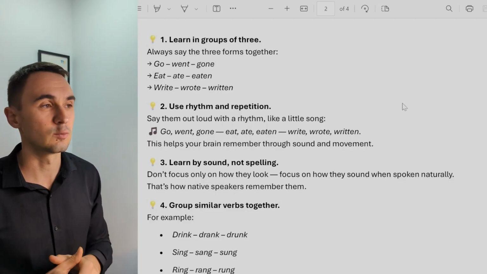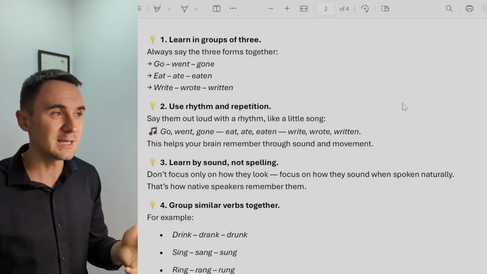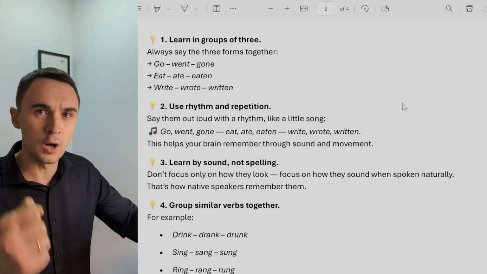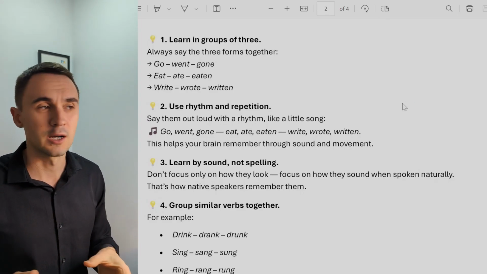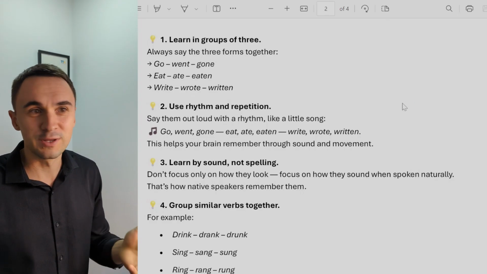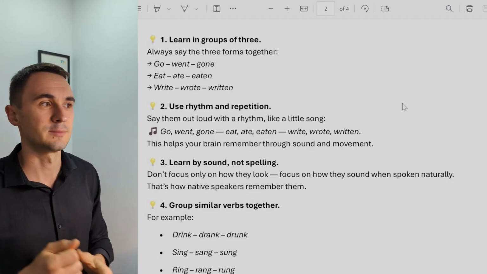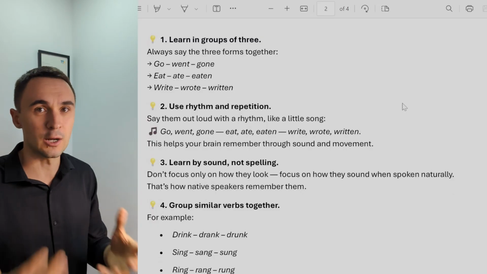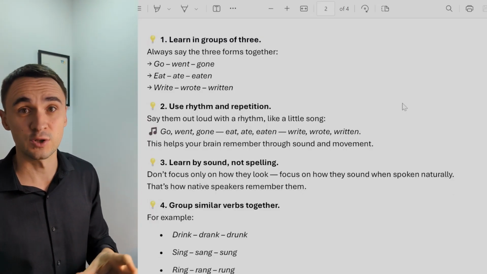Now, what is chanting? When you go to a stadium and you are rooting for your favorite team, yeah, you say something like go, go, go, win, win, win. And chanting is universal across all the countries in the world. Everyone knows how to chant, right? Basically saying words out loud in a certain rhythm. So that's what you have to use here with irregular verbs.